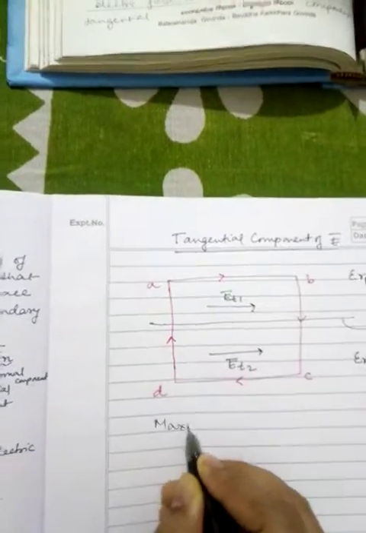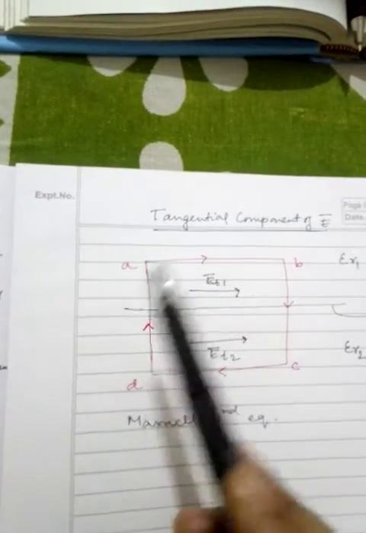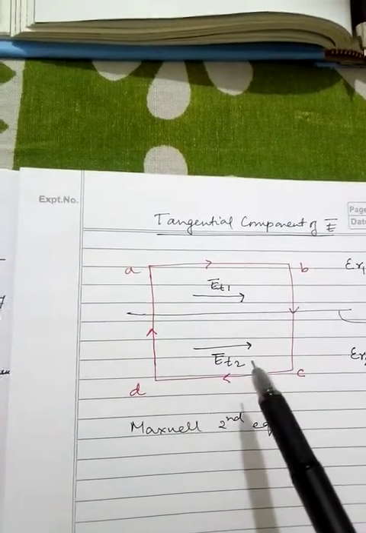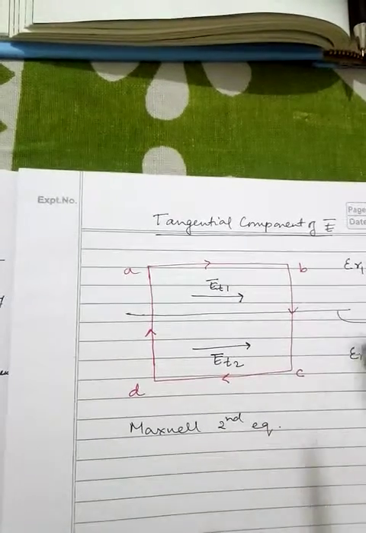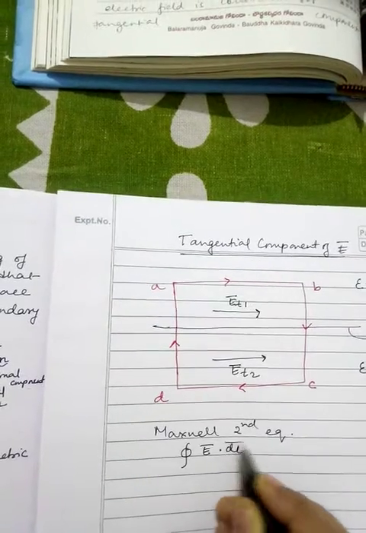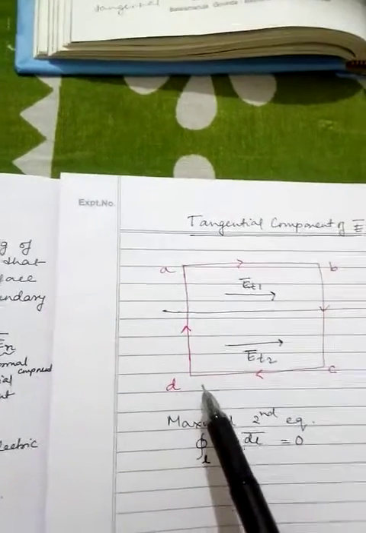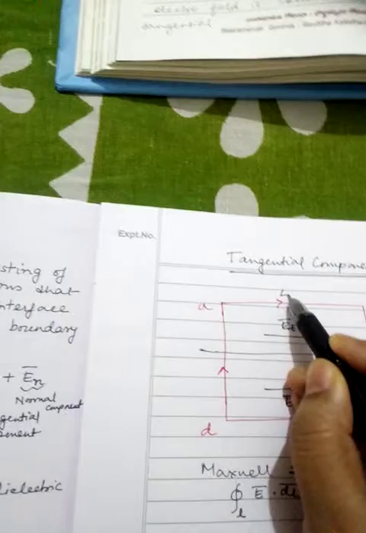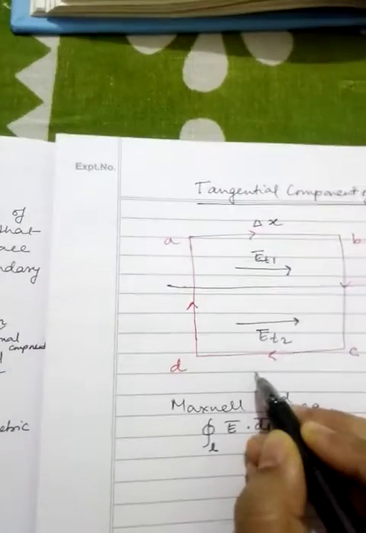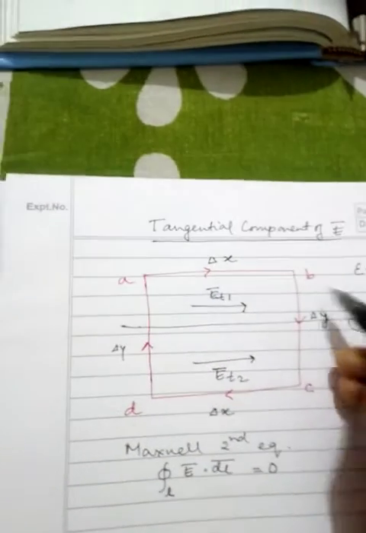As per Maxwell's second equation, what is Maxwell's second equation? That in a closed loop the potential is 0, and potential is E dot dl. Therefore, in a closed loop, the integral of E dot dl is equal to 0. When you find the closed loop integral, you will get this length A, B, C, D. Let the length of AB be del x, and CD is also del x, and AD and BC are also of length del y.